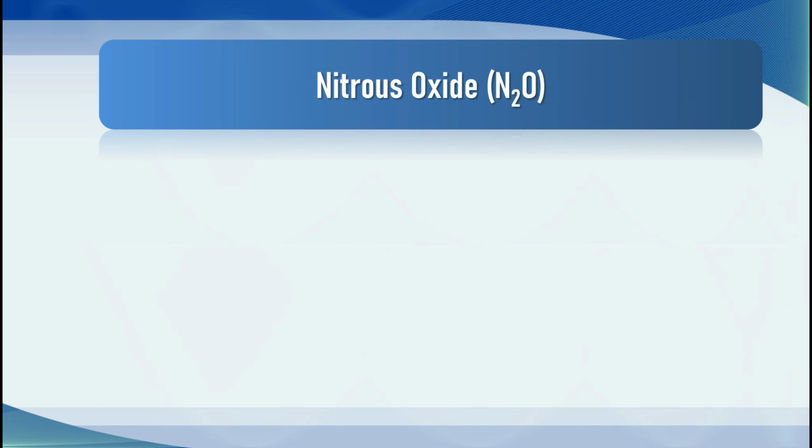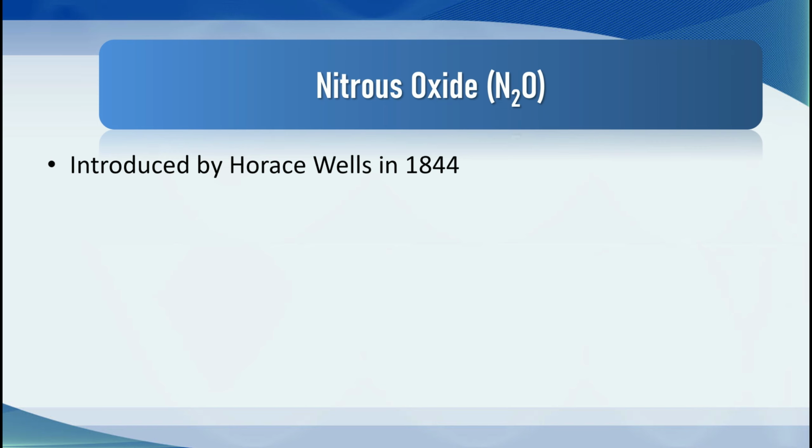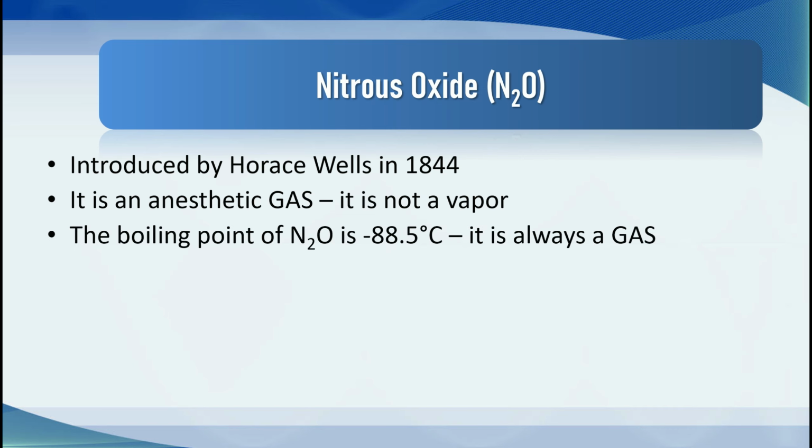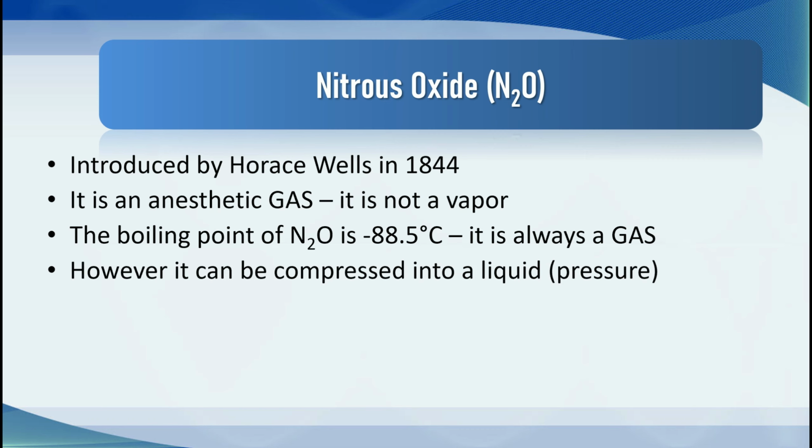Nitrous oxide was introduced by Horace Wells in 1844. It was the first anesthetic gas. It's not a vapor. The boiling point of nitrous oxide is minus 88.5, so it's always a gas. However, it can be compressed into a liquid by pressure. And when we have a cylinder of nitrous oxide, it's a liquid inside the cylinder, just like carbon dioxide.